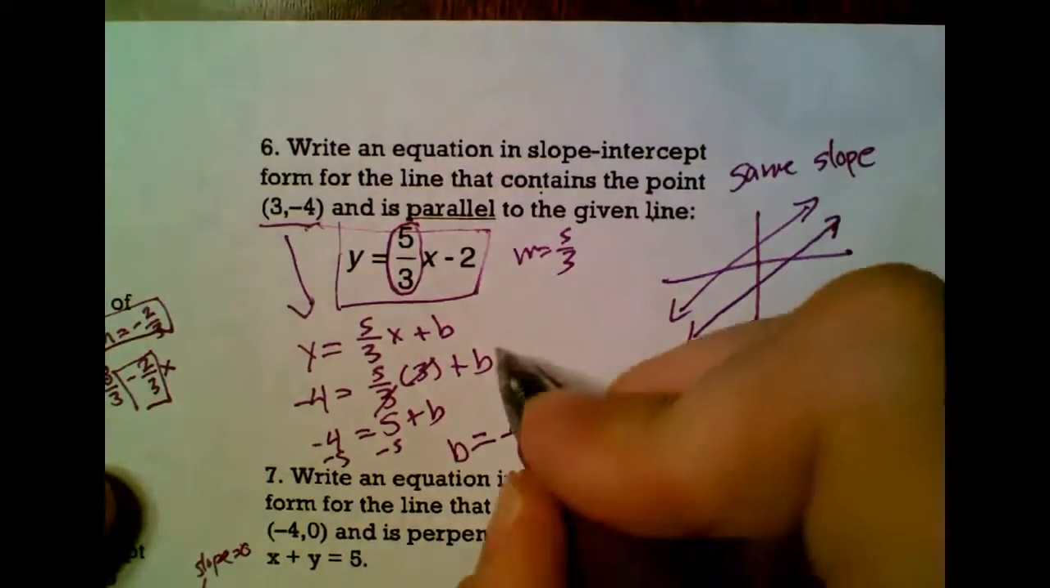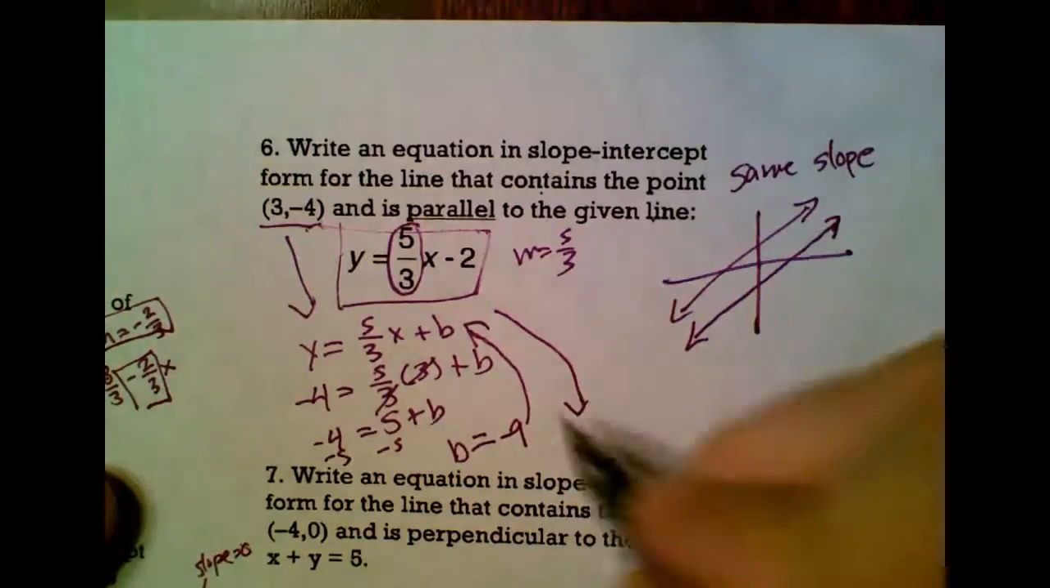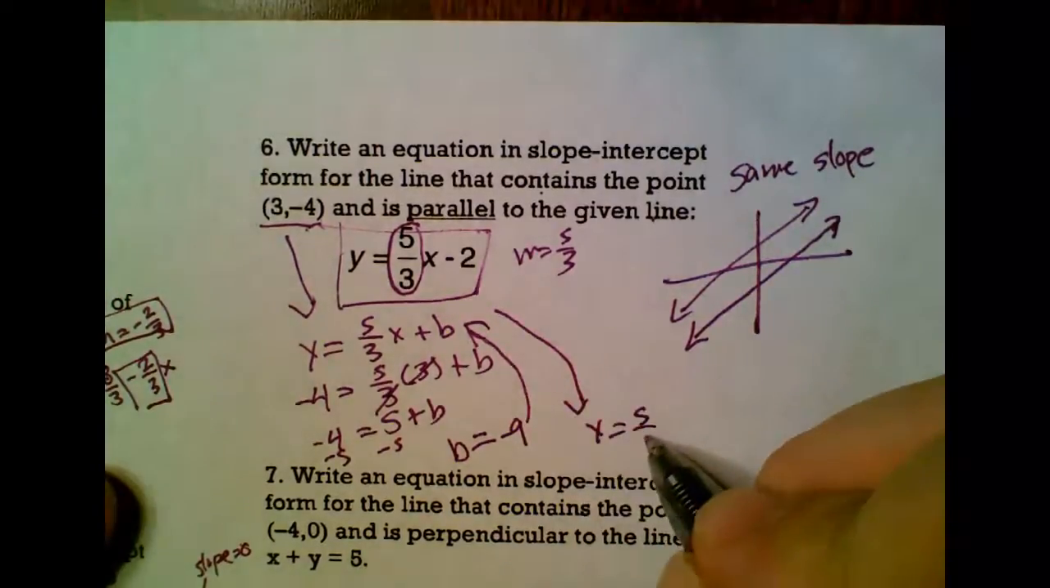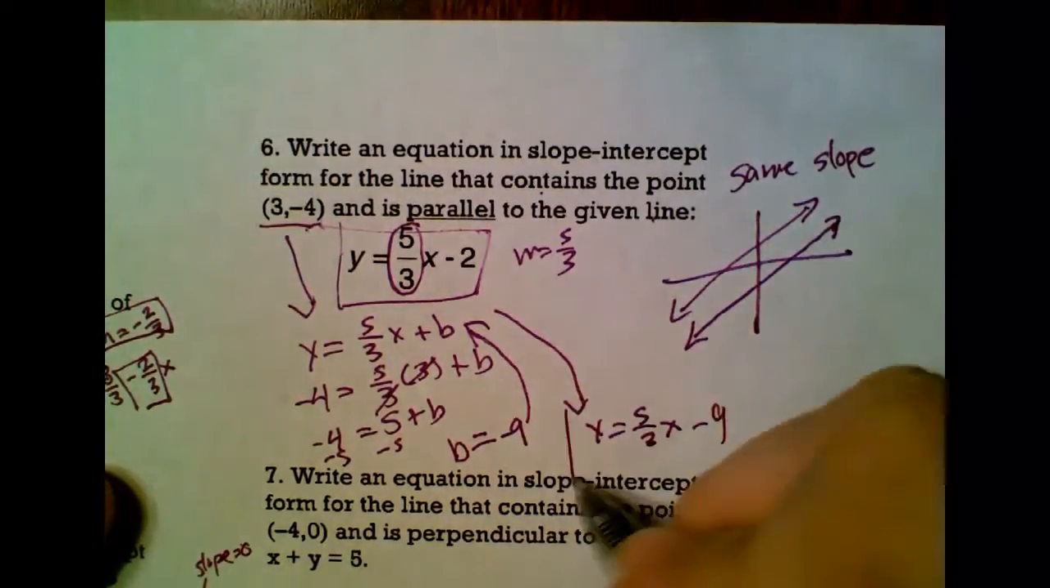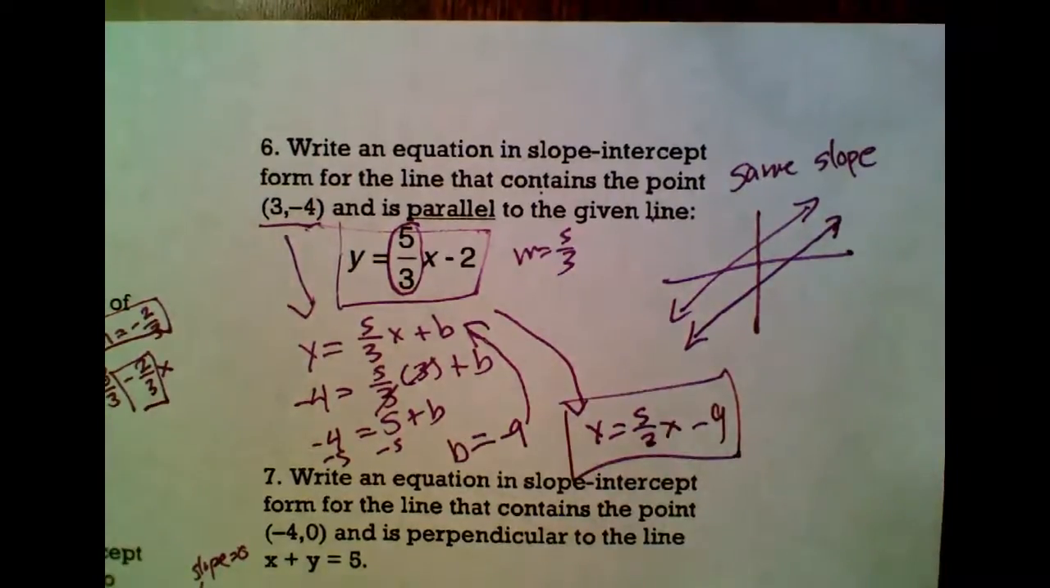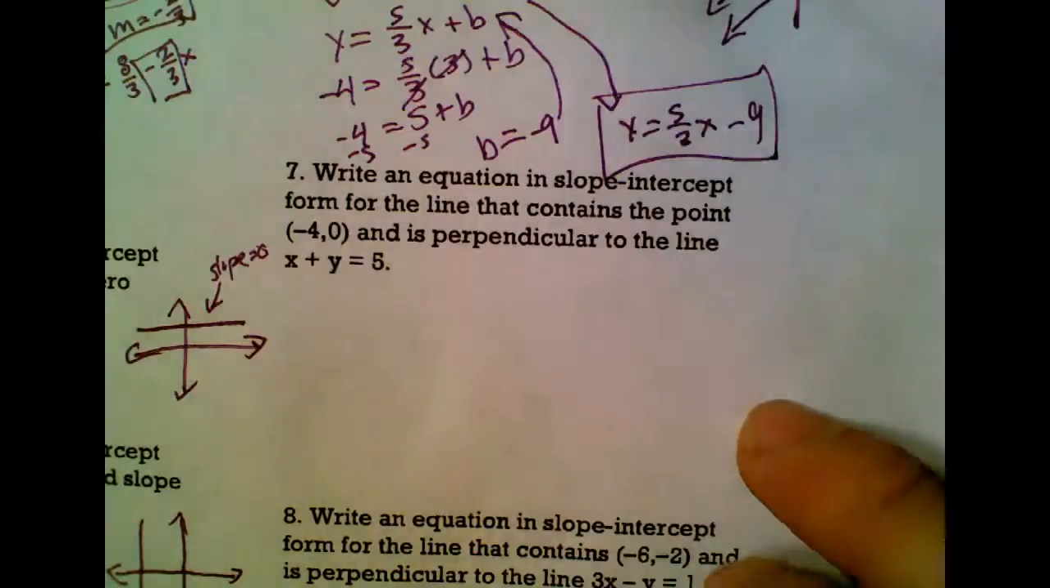We'll just plug that into our equation right here. I'll put that down here. So y is equal to 5/3 x minus 9. And there's our equation. Okay, moving on to number 7.